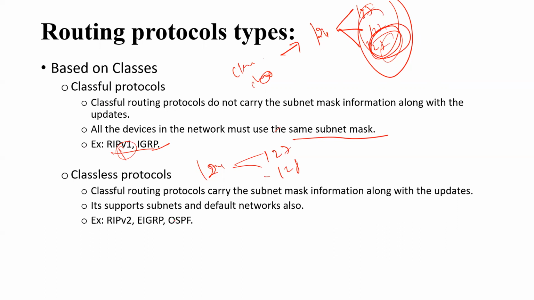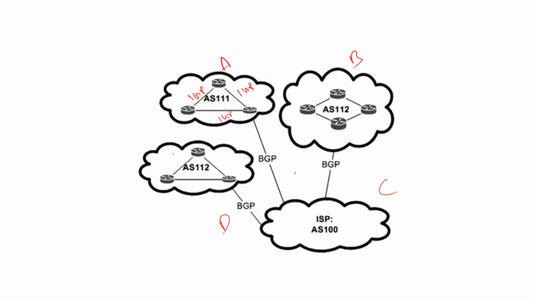But in case of classless, classless routing protocols carry subnet mask information along with the updates. So it means we can use a number of subnets as per our requirement. So these are different types of protocols available. Let's discuss one by one.